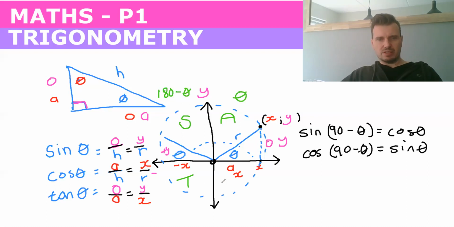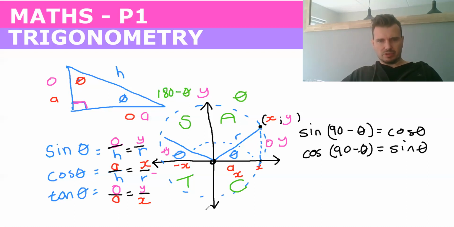And then the final one with cos, the x is still positive in this quadrant here. So this would be cos. So when you see this CAST diagram, basically what it means is cos is positive in this quadrant, sine in this quadrant, tan in this one, and then all positive in this first quadrant.